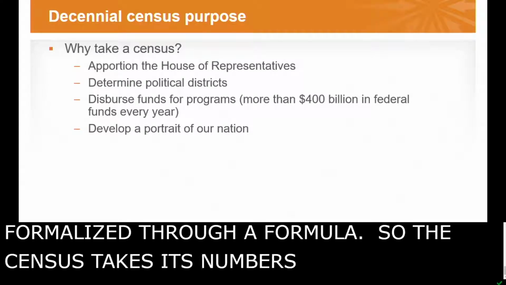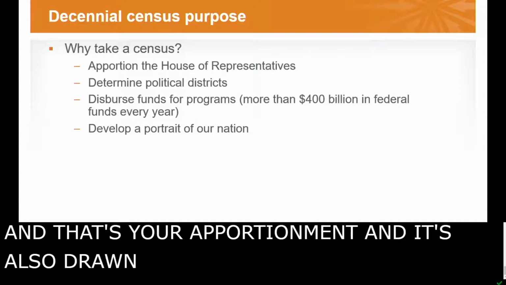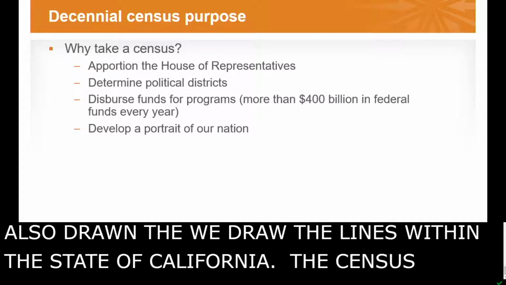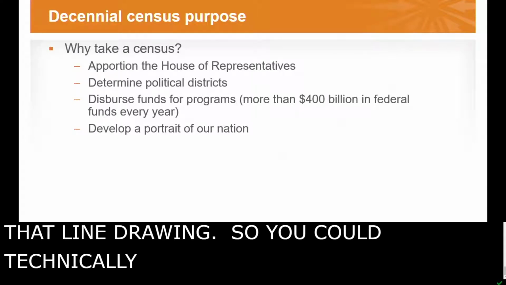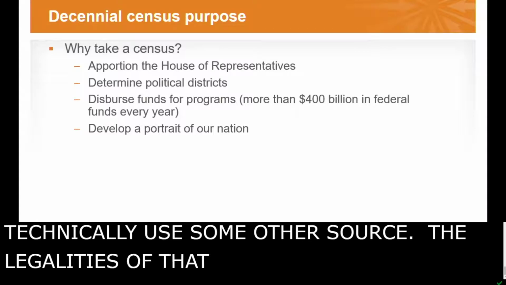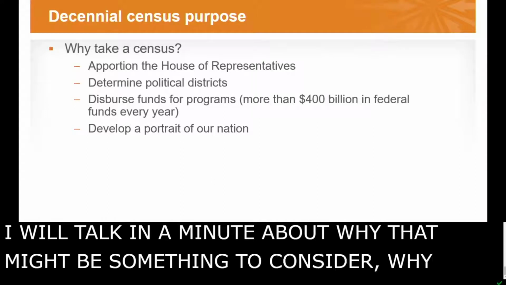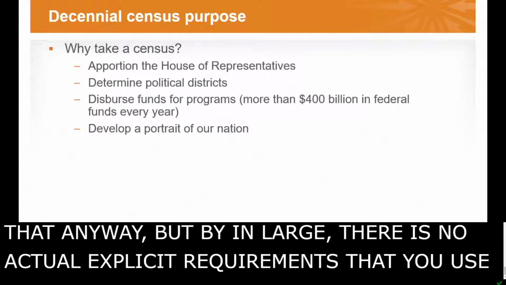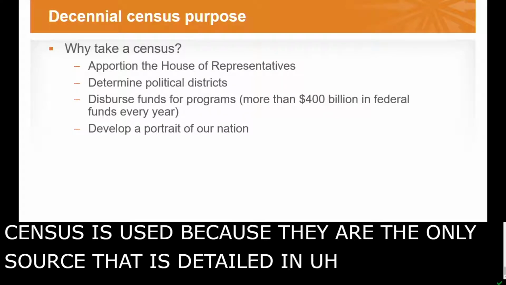The census data are also used to draw political districts. That's what the commission is going to be tasked to do, to redraw the lines within the state of California. Now, the census does not have to be technically the source of that line drawing. So you could technically use some other source. The legalities of that are a little ambiguous. I'll talk in a minute about why the commission may be brought to consider that anyway. But by and large, there's no actual explicit requirement that you use the census data to draw those districts. The reason the census data are used is because they're the only source that is detailed enough to allow the districts to be drawn to equalize population.